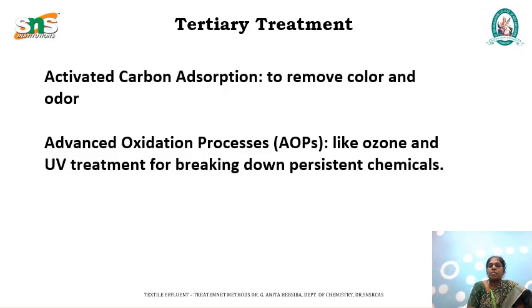Advanced oxidation process, that is, we call it AOPs, can be achieved by using ozone and UV treatment for breaking down the chemicals which are present. It is similar to the process of using activated chlorine, that is bleaching powder, in drinking water treatment. So here also we can use UV treatment and ozone for breaking down harmful chemicals present in the textile effluent, and then it can be made somewhat harmless.